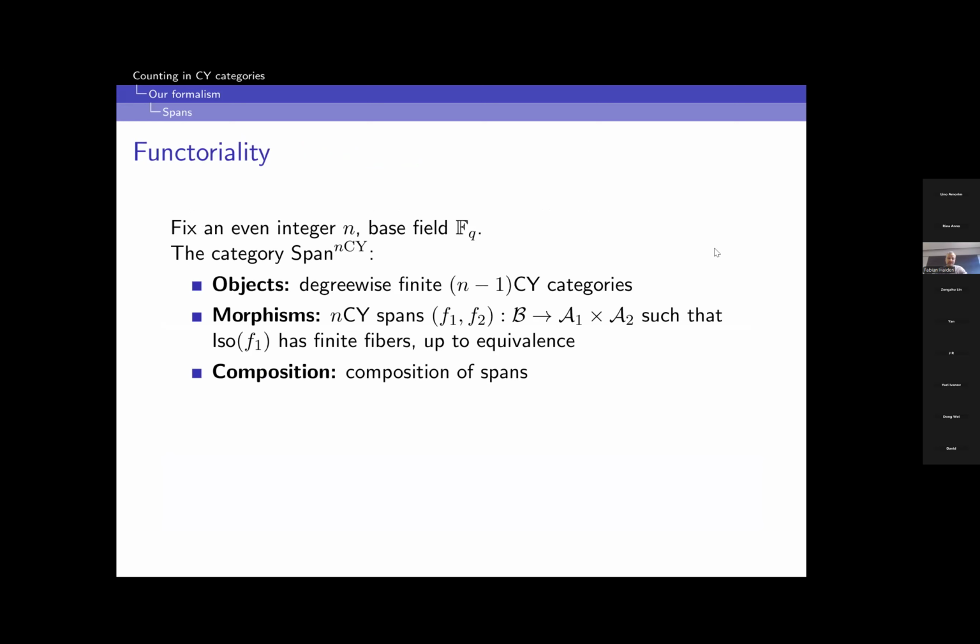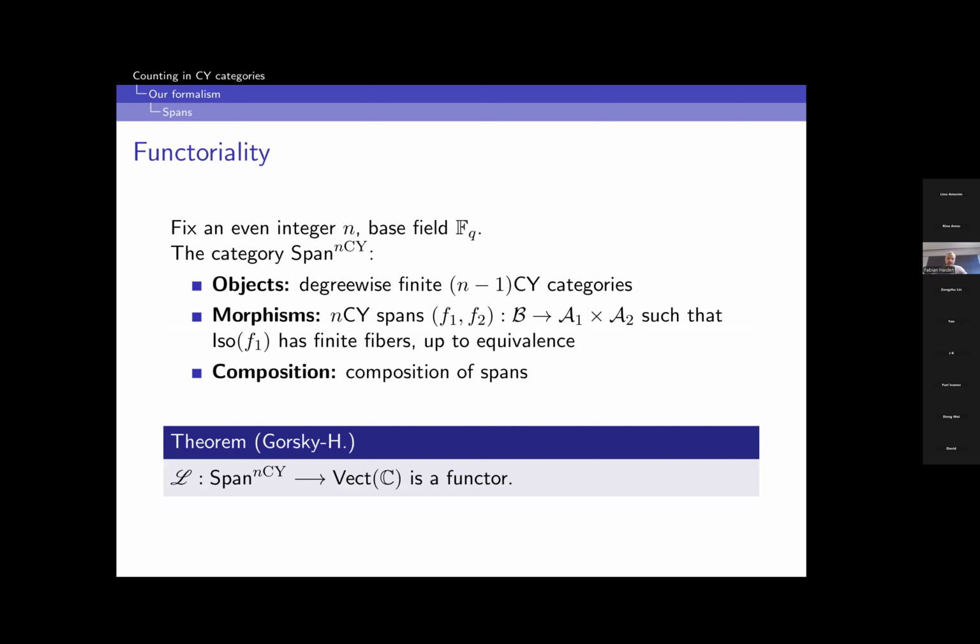So first of all, form this category: we fix some finite field, and we look at the category where objects are these degree-wise finite n-1 Calabi-Yau categories, so odd-dimensional Calabi-Yau categories, and the morphisms are even-dimensional Calabi-Yau spans between them, up to equivalence, with some finiteness condition on the left leg of the span. The composition in this category is composition of Calabi-Yau spans. And then a theorem that we prove is that this linearization is really a functor.